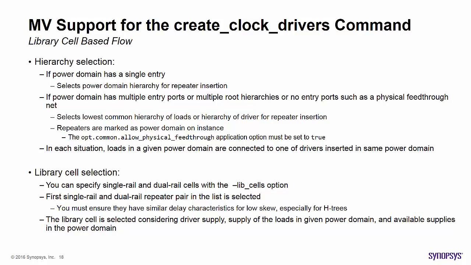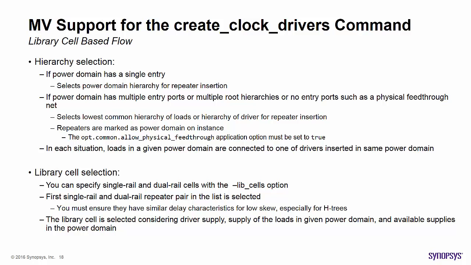Hierarchy selection in the library cell-based flow is done as follows. For a power domain with a single entry point, the power domain hierarchy is selected for repeater insertion. For power domains with either multiple entry points or multiple root hierarchies, the lowest common hierarchy of the loads or the hierarchy of the driver is selected for repeater insertion.